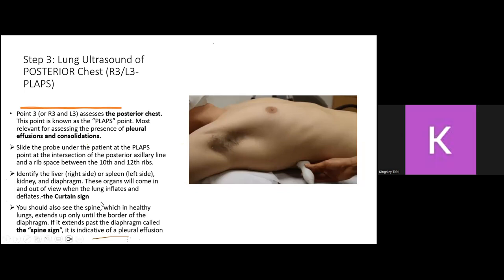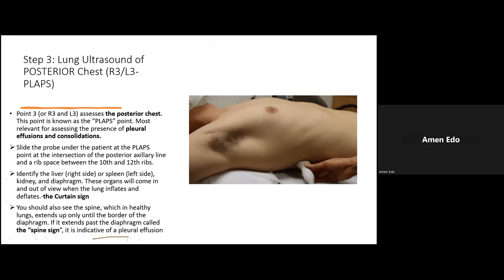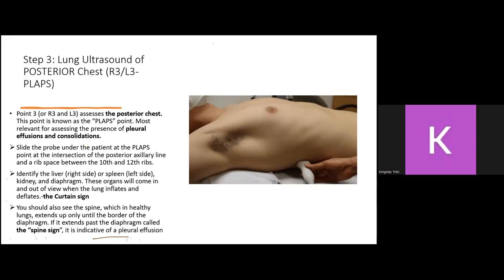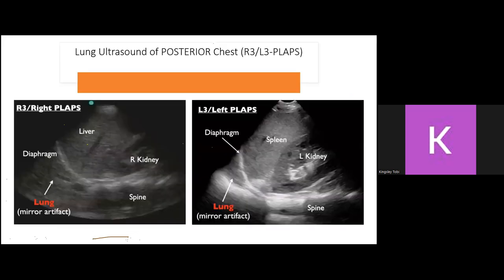And at this point, you may see what we call the curtain sign. What it means is that during inspiration, the lungs get inflated, and the intra-abdominal organs like the liver and the spleen are covered. During expiration, the lungs move away, and you see the liver and the underlying structure. That's what we call the curtain sign. At this point also, you should be able to appreciate the spine sign, which is a prolongation of your spine beyond the diaphragm, which shows that there is some fluid collection in that pleural space.